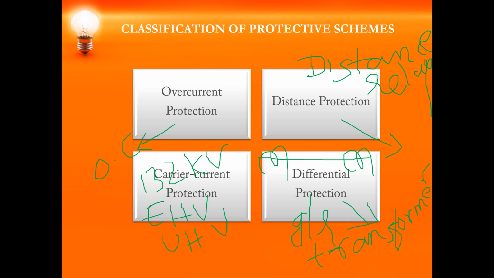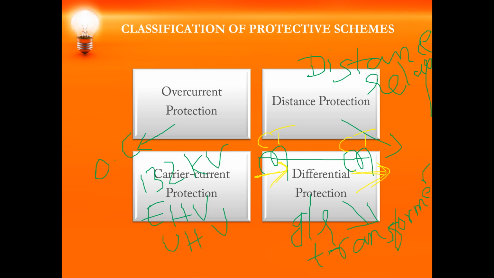So whatever current is entering this one, the same amount of current should leave. If there is a difference between the entering current and the leaving current, that means there is a fault and the relay will trip accordingly. So these are the CTs.